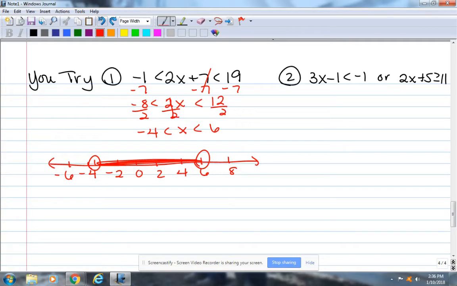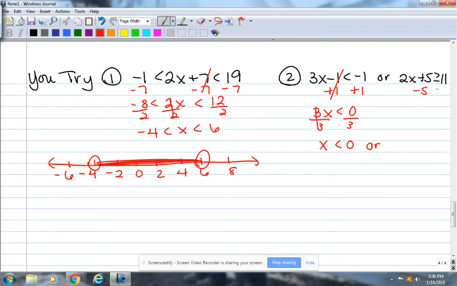And how do we do ORs? Just solve them both, right? Stick OR with your answer. All right, so on this one, we're going to add 1 to both sides. What's negative 1 plus 1? So 3x is less than 0. Divide by 3. And then x. What's 0 divided by 3? It's 0. x is less than 0. I'm going to go ahead and put OR with my answer so I don't forget it.